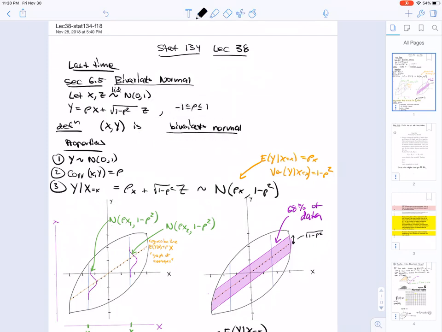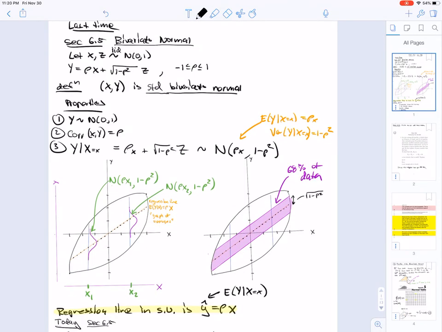and it has various properties that we discussed last time. For one thing, y is standard normal. The correlation between x and y is rho, and y given x is rho x plus square root of 1 minus rho squared z, and that's a normal distribution with expectation rho x and variance 1 minus rho squared. So note that the variance does not have any dependence on x.